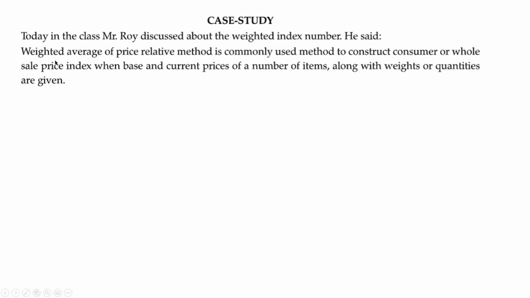Next question, case study. Today in the class, Mr. Roy discussed about the weighted index number. He said weighted average of price relative method is commonly used method to construct consumer or wholesale price index when base and current prices of a number of items along with weights or quantities are given.